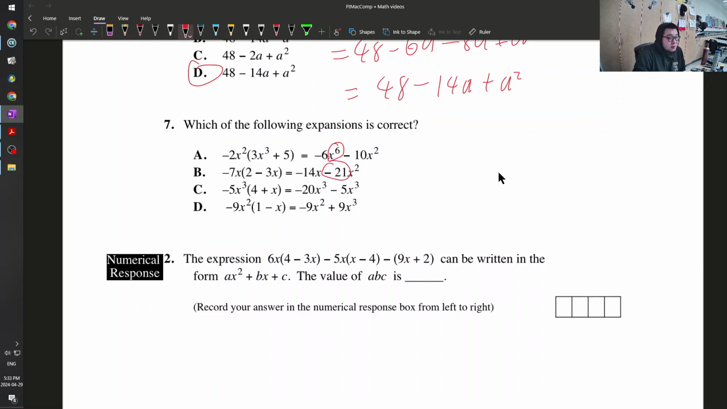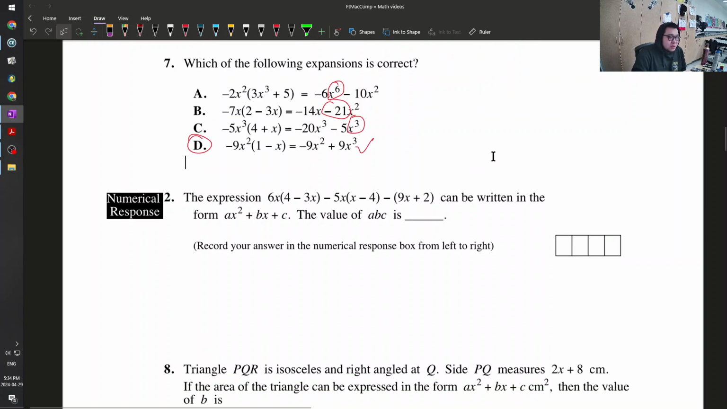Negative 5 times 4 is negative 20. X cubed times nothing is x cubed. Negative 5 times 1 is equal to negative 5. X cubed times x is equal to x to the power of 4. So this one is also wrong. Last one, negative 9 times 1 is negative 9. X squared times nothing is x squared. Negative 9 times negative 1, so positive 9, x squared times x is x cubed. So this one is correct. The correct answer is D.